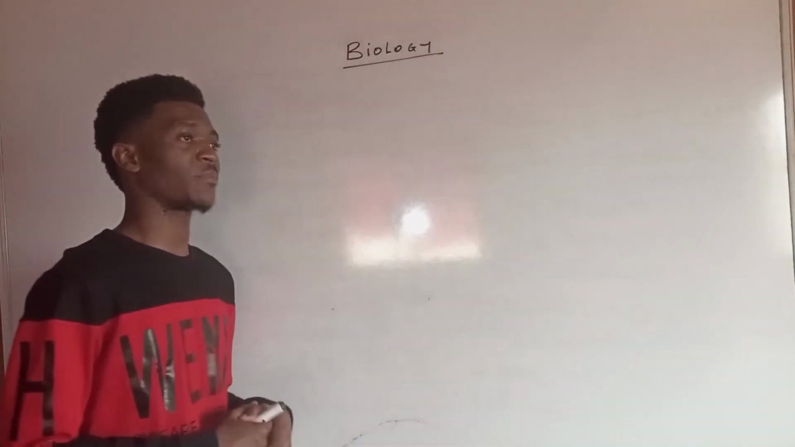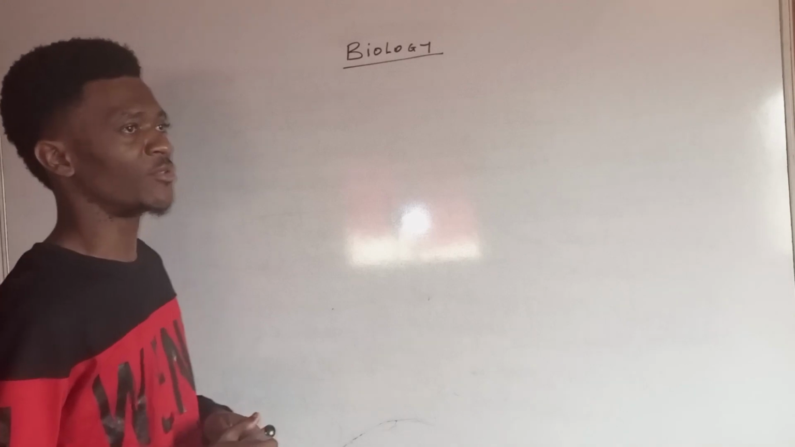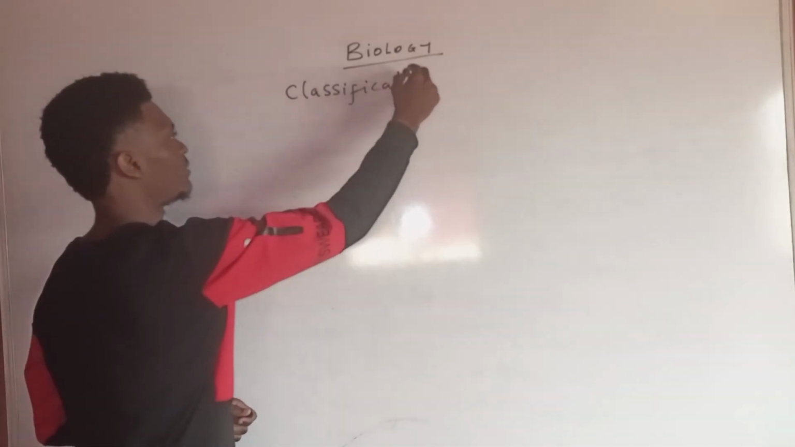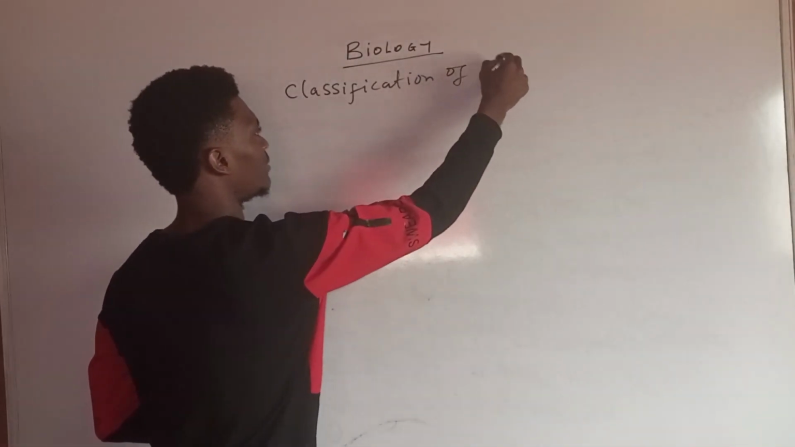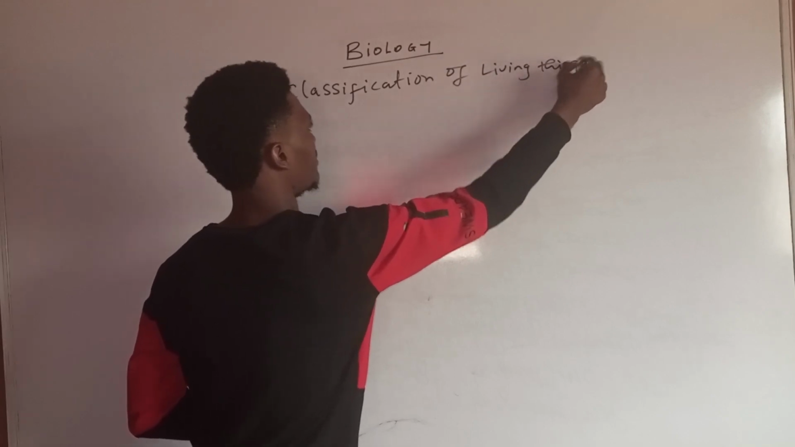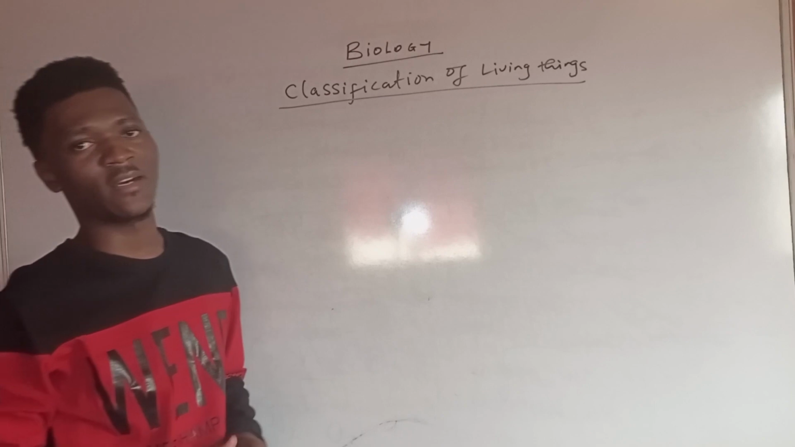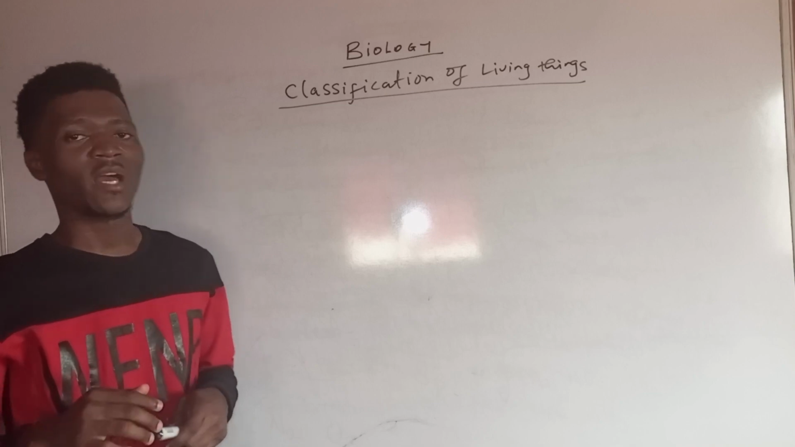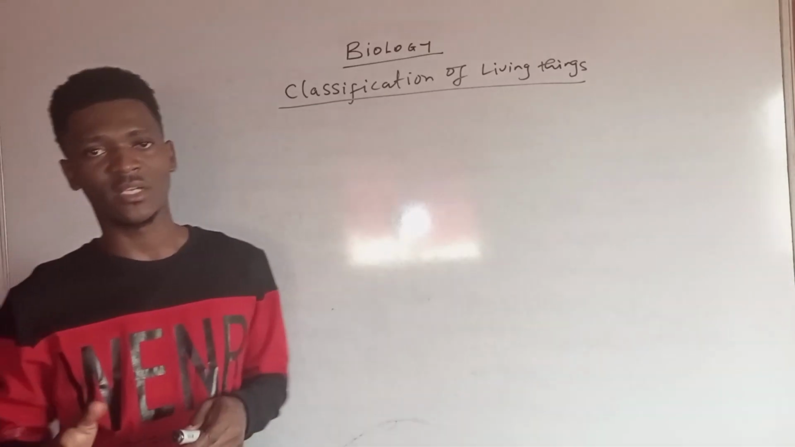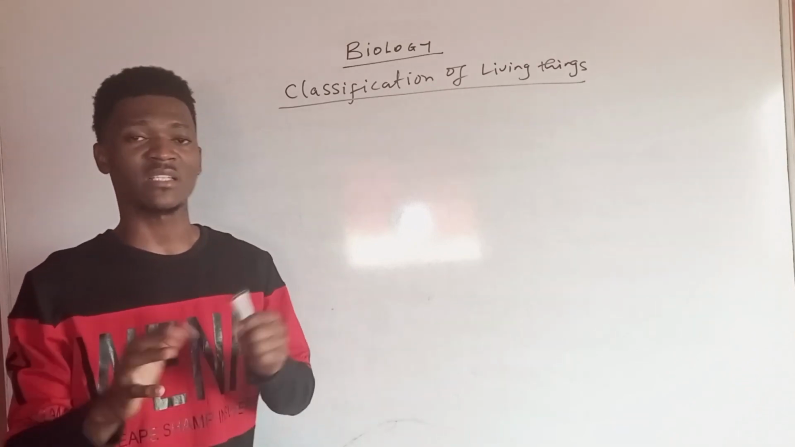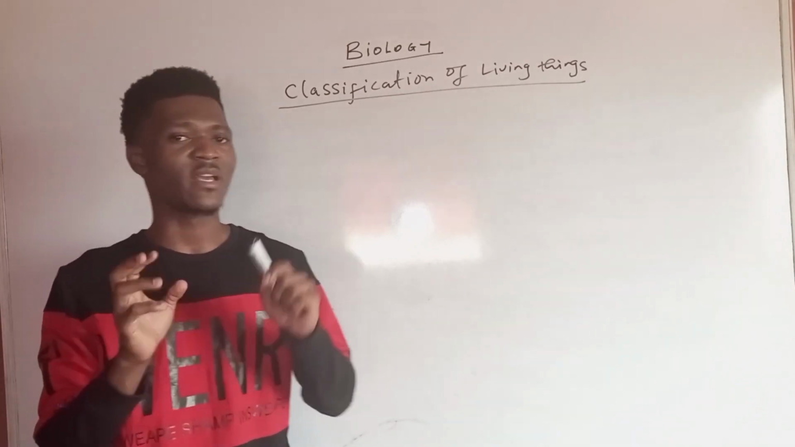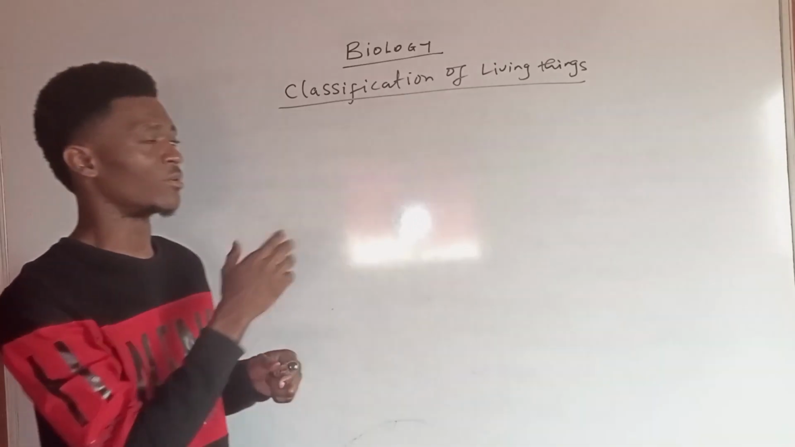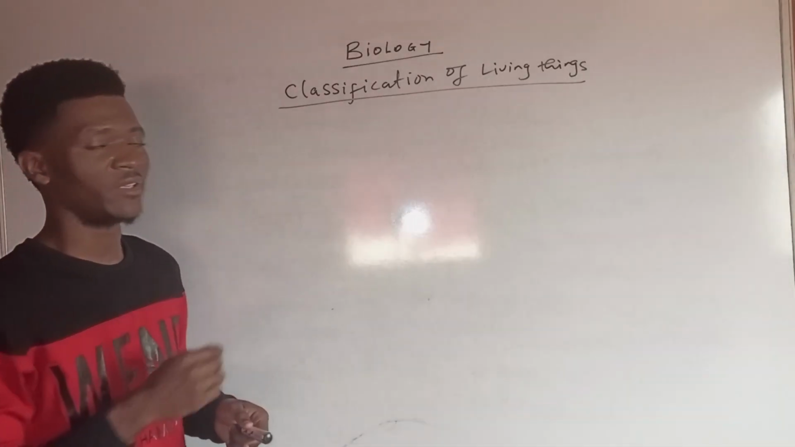Today, we are going to be looking at biology and we'll be considering classification of living things. Classification of living things, okay? So now, initially, I told you guys that biology is the study of living things. And so, we have diverse living things in the world. And of course, biology will tend to help us to classify these different living things based on their similarity. So I want you to pay attention to this now so that you get quite a number of things concerning the different classes of living things.